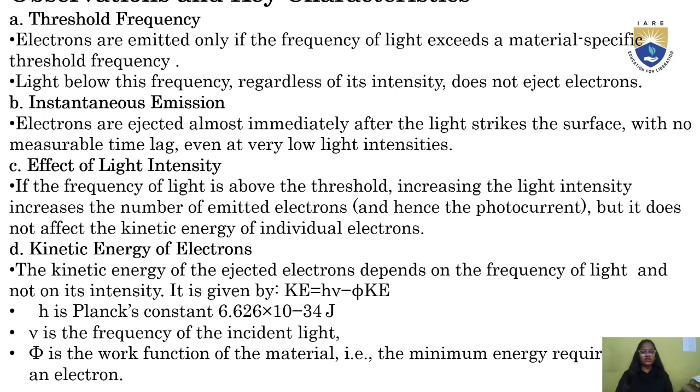Kinetic energy of electrons. The kinetic energy of the ejected electron depends on the frequency of light and not its intensity. It is given by KE equal to h nu minus phi. h is Planck's constant, which is 6.626 into 10 to the power minus 34 joule-seconds. nu is the frequency of the incident light. Phi is the work function of the material, that is the minimum energy required to eject an electron.